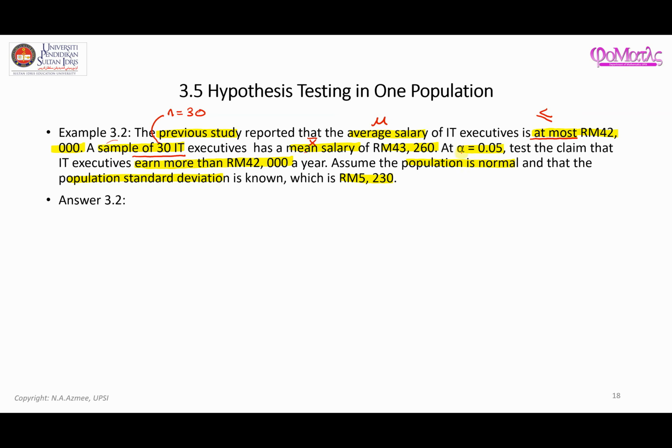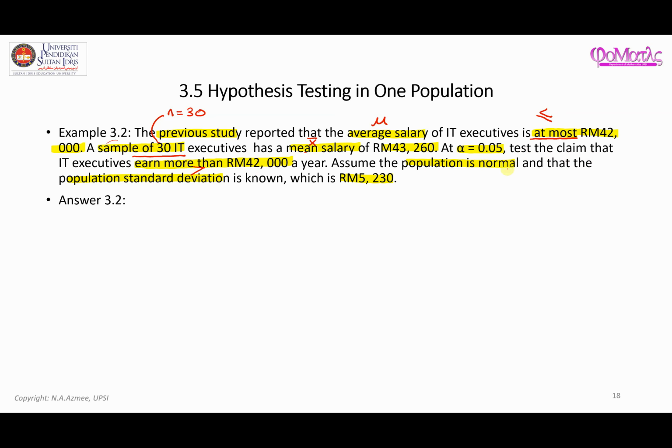Now alpha 0.05, so alpha here is the significance level, and then you're going to test the claim that the IT executives earn more than 42,000. So more than means the symbol is greater than. So this statement here represents the alternative hypothesis.